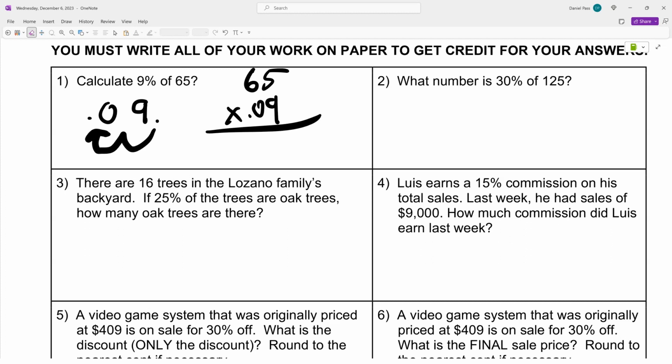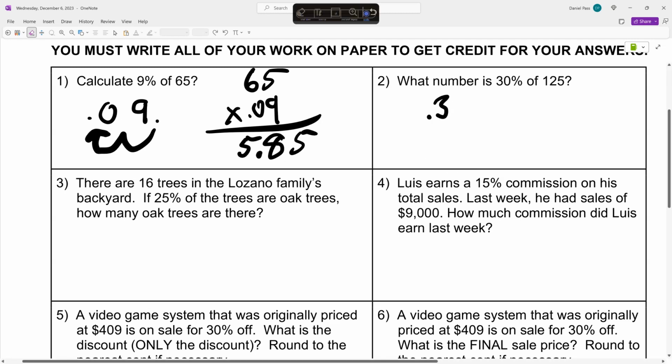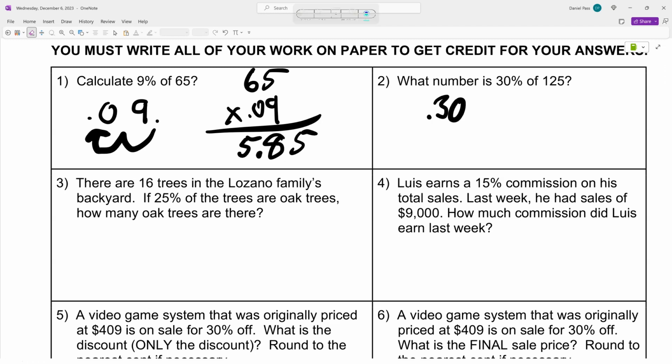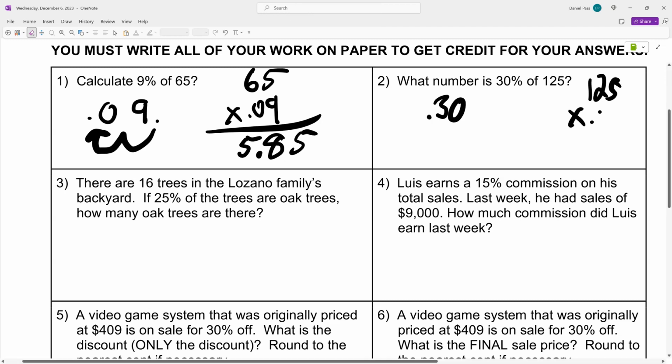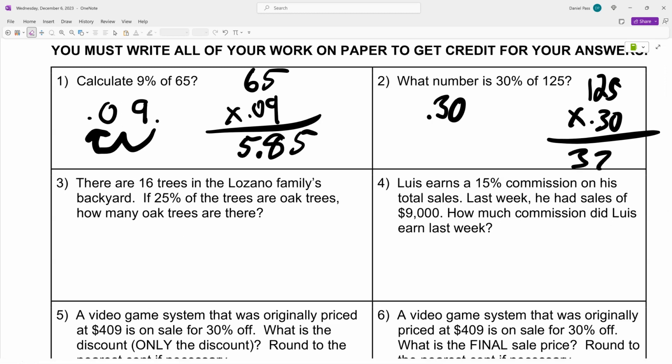5.85. 5.85, right. Now, it didn't ask us to round, so we would just type that in. Okay, how about number 2? We're going to want to put 0.30, which is moving the decimal again 2 places over, right? Okay, next, times 125. And what do you get? 37.5. That's right.